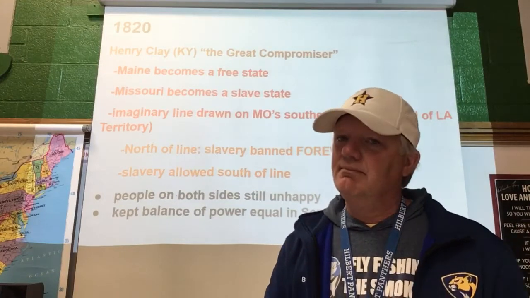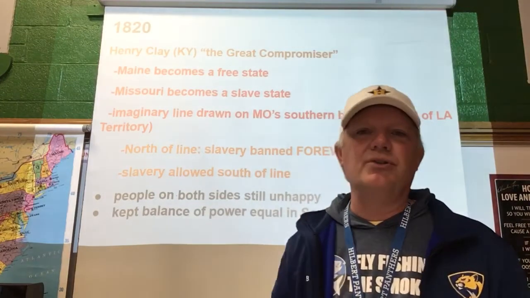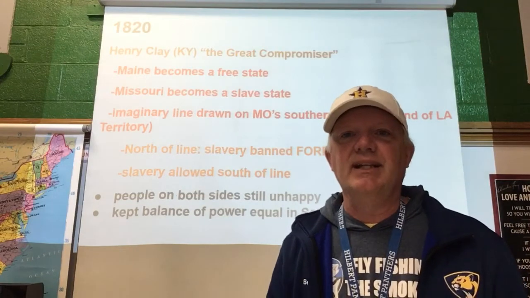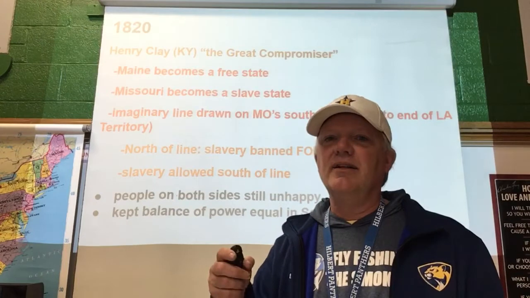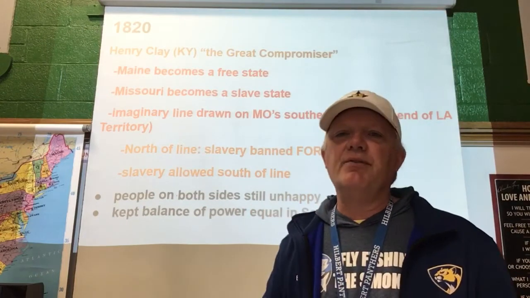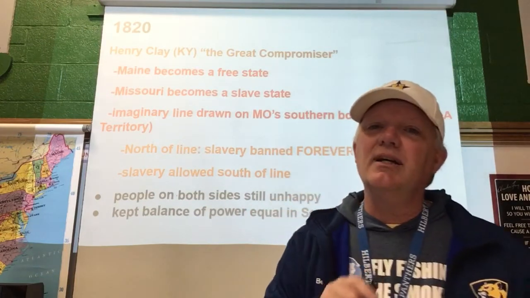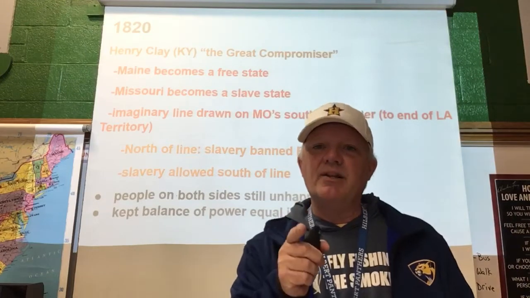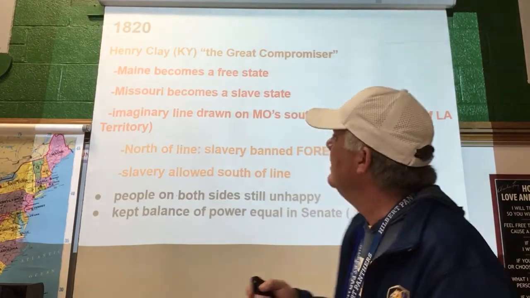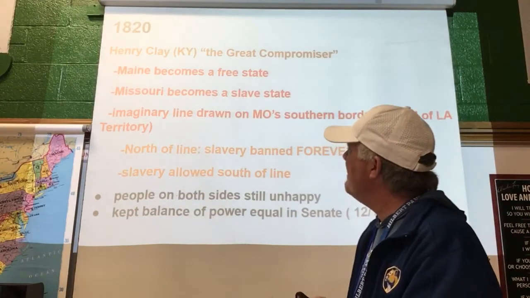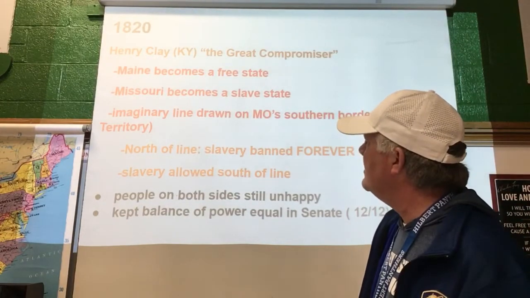Maine is the northernmost piece of property in the United States, so that's a no-brainer. We're going to make Maine a free state. We're going to make Missouri a slave state. That balance of power remains equal at 12-12 now. And then we're going to draw an imaginary line along the southern border.